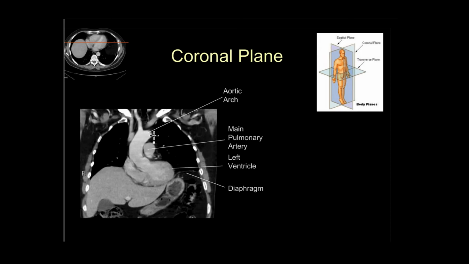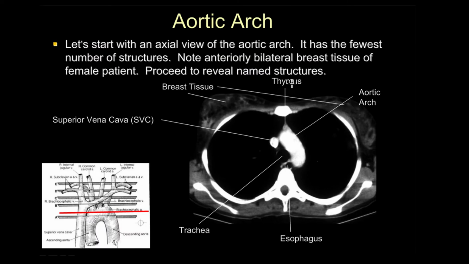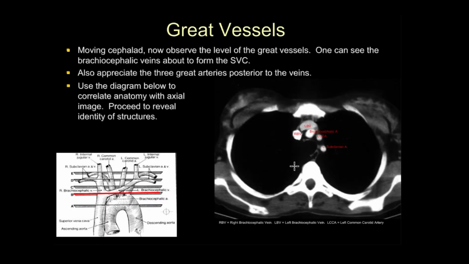And here's some anatomy: aortic arch, main pulmonary artery, left ventricle, and diaphragm. Here we have an axial view of the aortic arch. Here's the aortic arch, here's your little thymus, here is your SVC, your trachea, and posterior to that is your esophagus. Basically, this is your general axial view of your aortic arch.